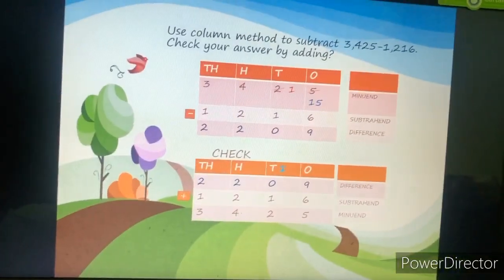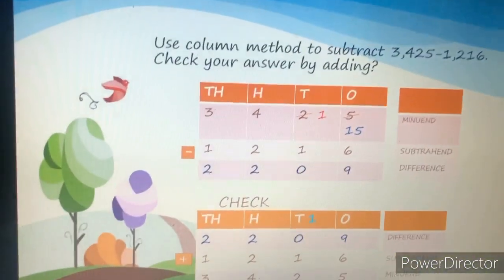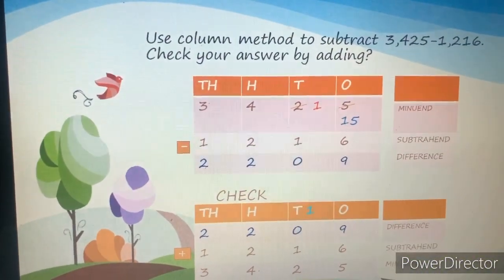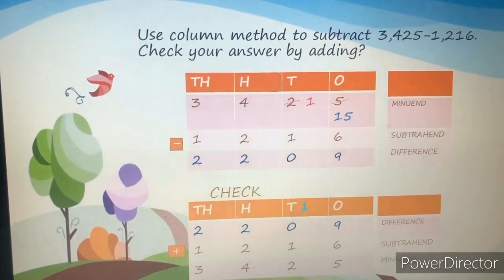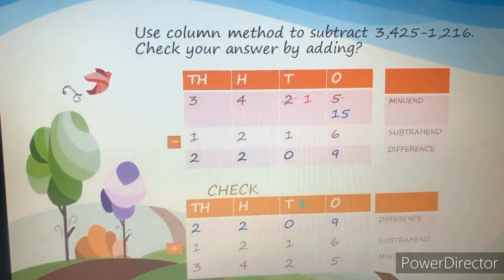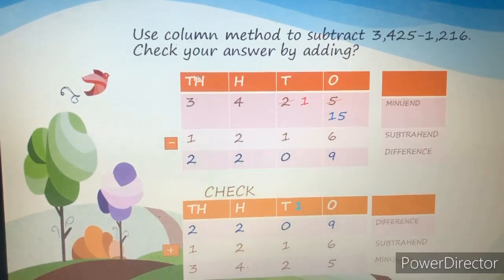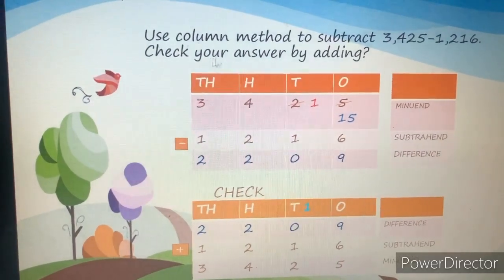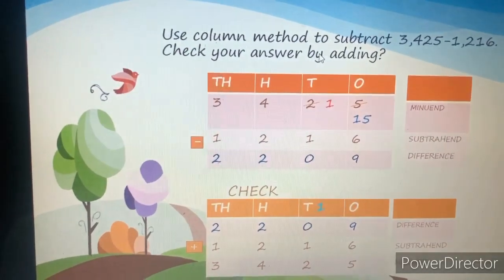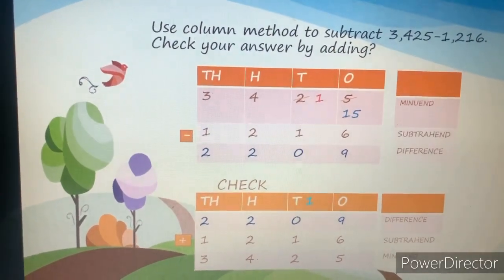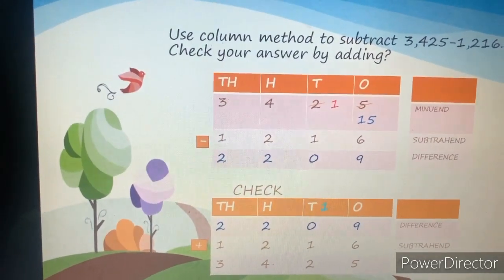Wow, what is it that we have to do? We have to do column method subtraction. Use column method to subtract 3,425 minus 1,216. Okay, children. So now let us arrange the numbers in column method and subtract. What is the next line asking us to do? Check your answer by adding. Oh, we need to add also, and we have to check our answer. So let's do subtraction and then check our answer.